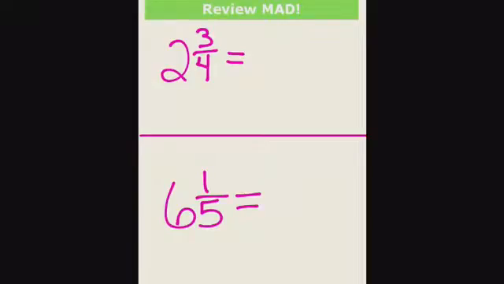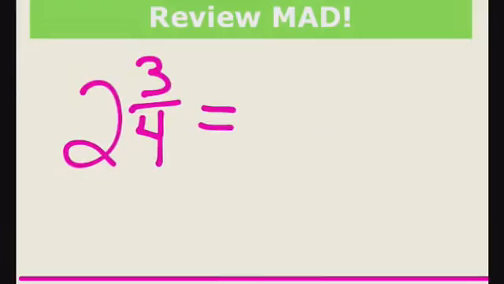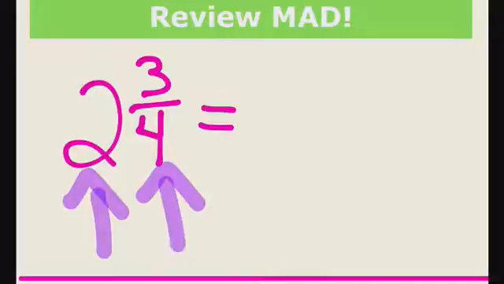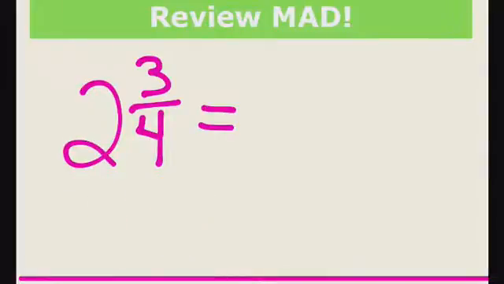Okay, so quickly, let's review MAD, multiply add denominator. So if we have the mixed number 2 3/4, and remember this is a mixed number because we have a whole number and a fraction. So it's a mixed number because there's two parts to it. So what we're going to do here is we draw our MAD face.